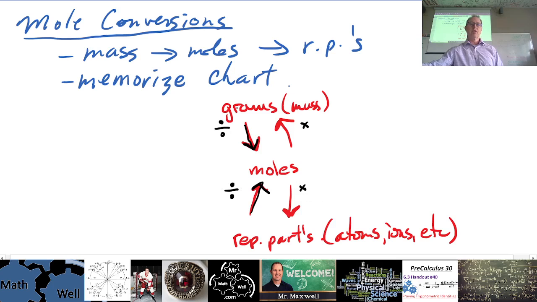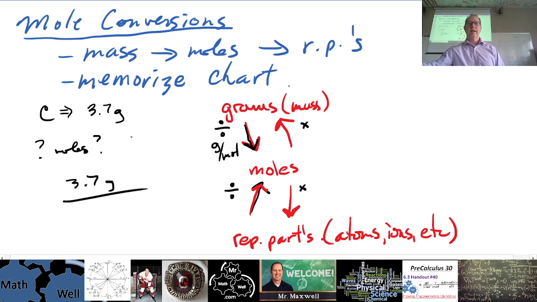The other thing is the conversion factor between grams and moles is pretty straightforward. It's simply grams per mole of whatever element or compound is in question. So if it's carbon, and you have 3.7 grams of carbon and you want to know how many moles, you do 3.7 grams divided by the grams per mole of carbon from the periodic table, which is 12.011 grams per mole. And you get roughly 0.3 moles. That's your calculation, the divide by grams per mole.